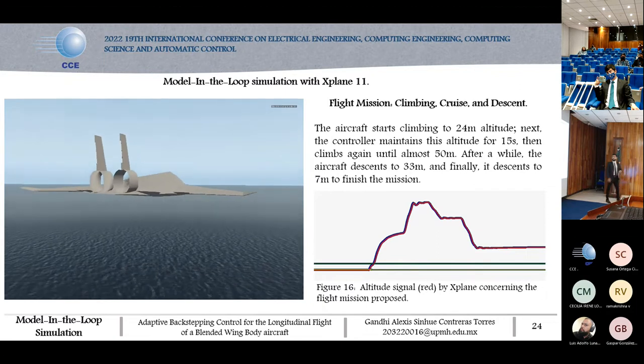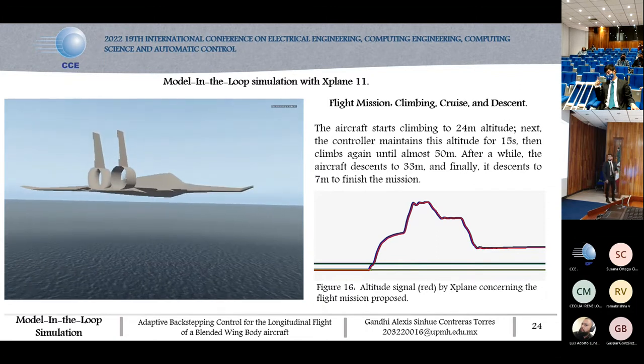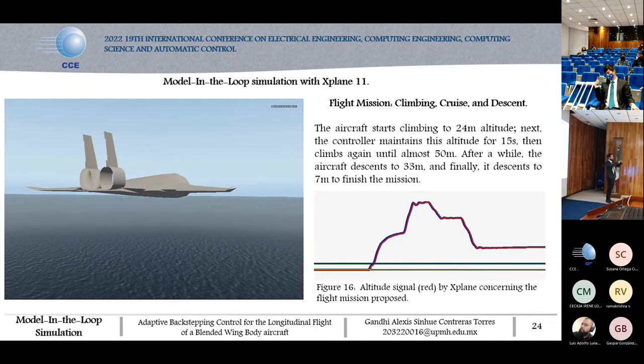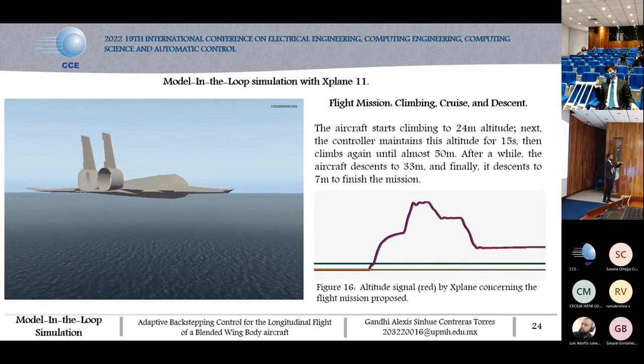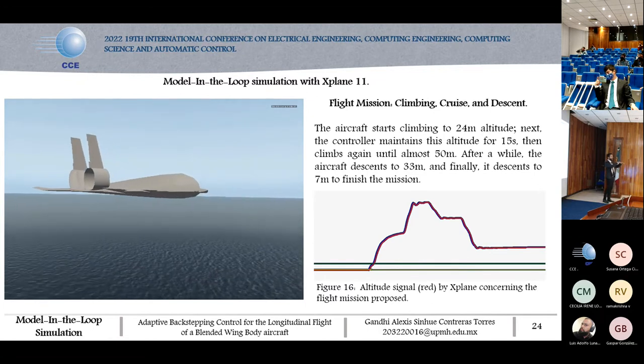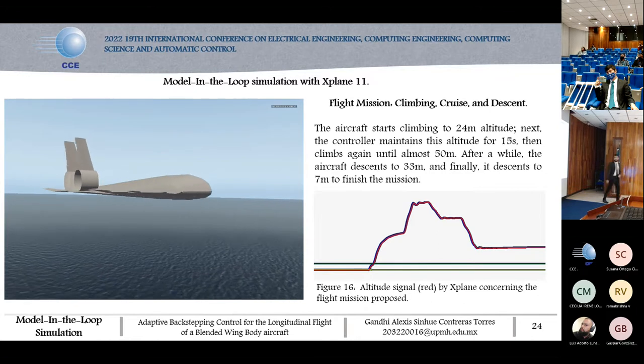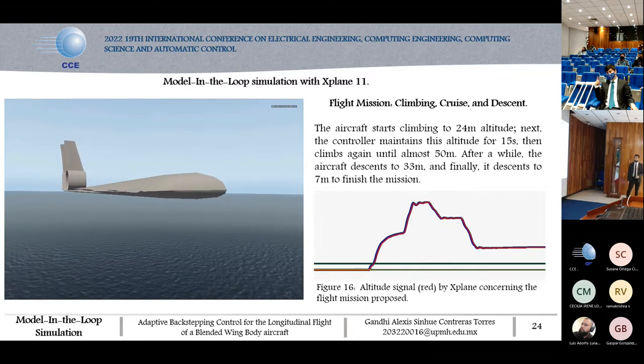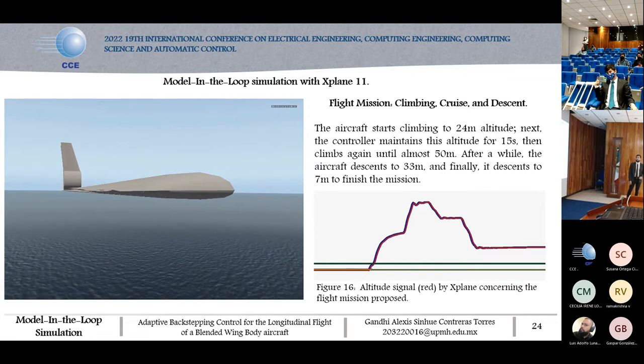So if I use them with synchronicity, I generate a pitch moment. But if I make inverse conditions, I generate a roll moment. So this is the attractive and the complex part that we can obtain from having many effectors in the trailing edge.